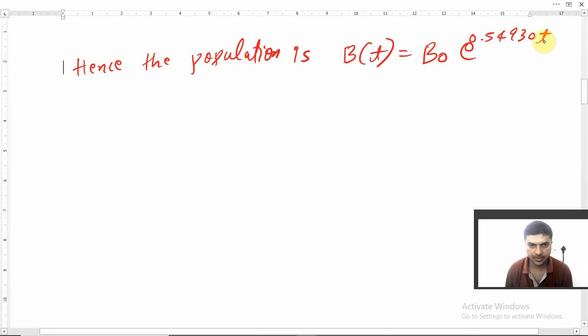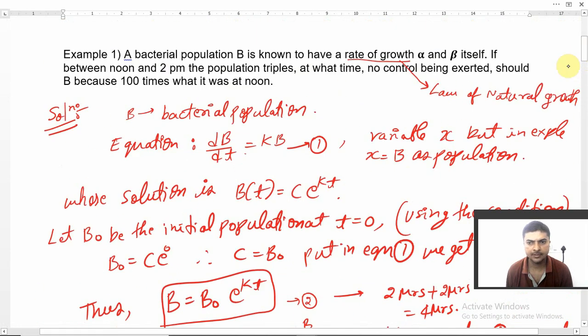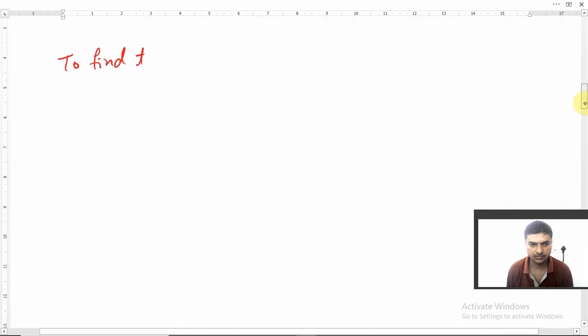Now I want to find the value of t. So when you find t, that is our problem. What is the question saying? You can see easily that the population should become 100 times what it was at the start. So they want you to find at what time t the B becomes 100 times. Okay, so let us use this condition now. Next condition, I want to find t here, friends, and the population becomes 100 times.